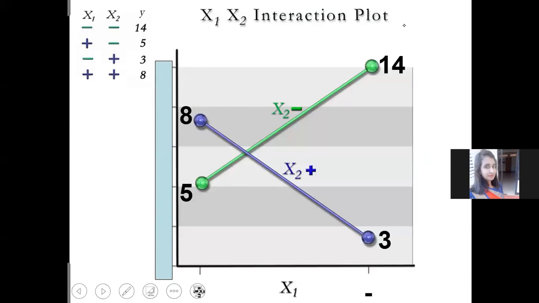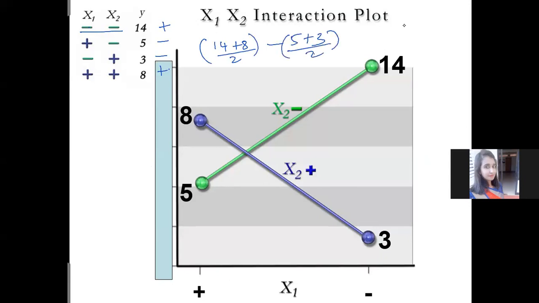So the interaction effect, as I said earlier in the last class, you simply calculate: this is plus, this is minus, this is minus, this is again plus. So the average of 14 and 8 minus the average of 5 and 3. This is what we call the interaction effect. You could see 8 is here, 3 is here. That is the value of x when x2 is plus.